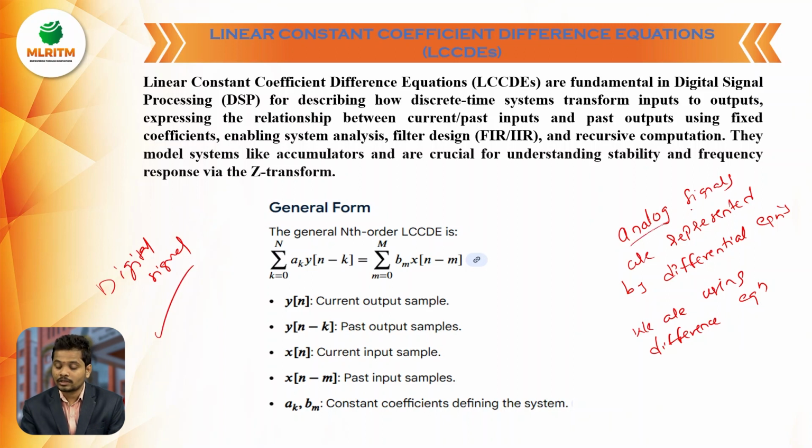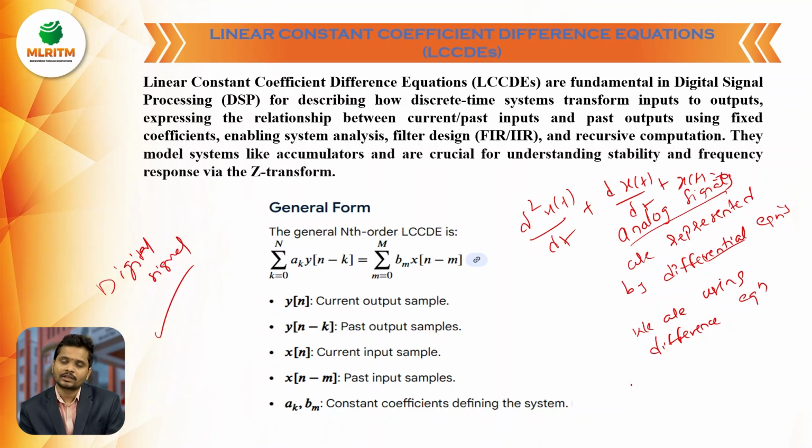Whereas in an analog signal it is represented by a differential equation, meaning d square x of t by dt square plus dx of t by dt plus x of t equals 0. Like that we will represent. But here we will represent by a difference equation. What is a difference equation? It is nothing but the difference between the first sample and the next sample, because here you know what the sample value is.